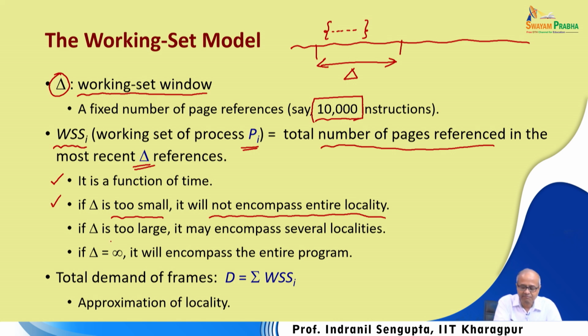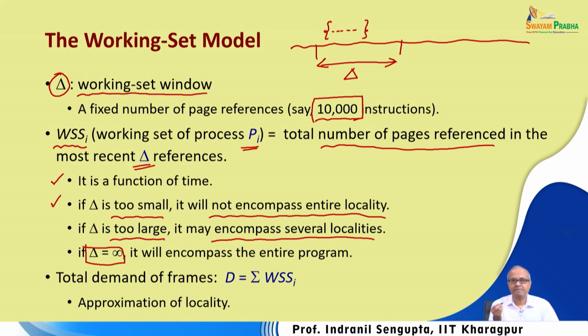On the other hand, if you choose delta to be too large, let us say 1 lakh or 10 lakhs, then it is so large that multiple localities can get included within that window. Unnecessarily we are trying to load too many pages which may not be required at any given point in time. It may encompass several localities, and in the extreme case, if delta is infinite, it will encompass the entire program. All the pages that are accessed in the program will be included.